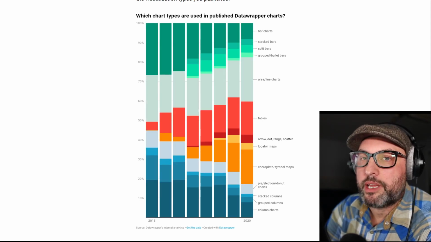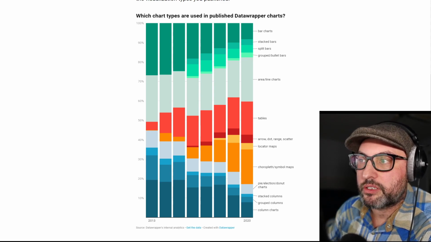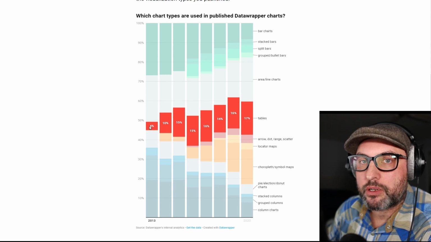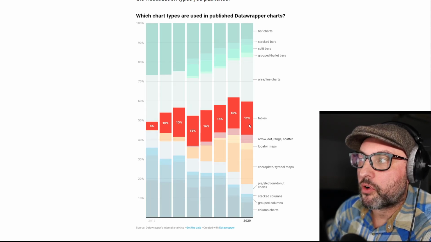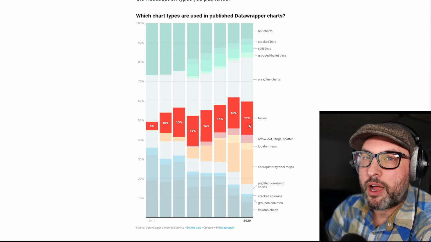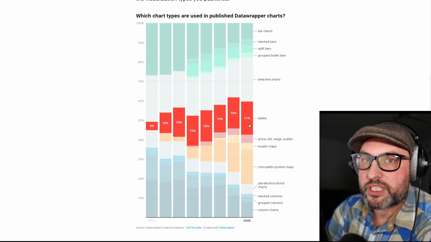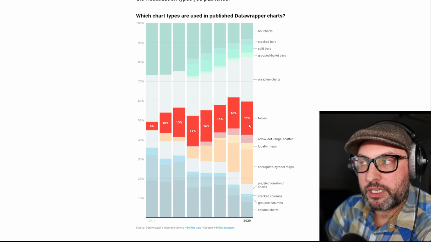So let's talk about tables. I was shocked to see that in 2013, only 4% of visuals were tables. And now that usage has grown to 17%. I would say in a business scenario, which I have to think that Datawrapper is not as often used for business scenario presentation as tools like Tableau and Power BI. So that probably explains why tables were not as popular in 2013.